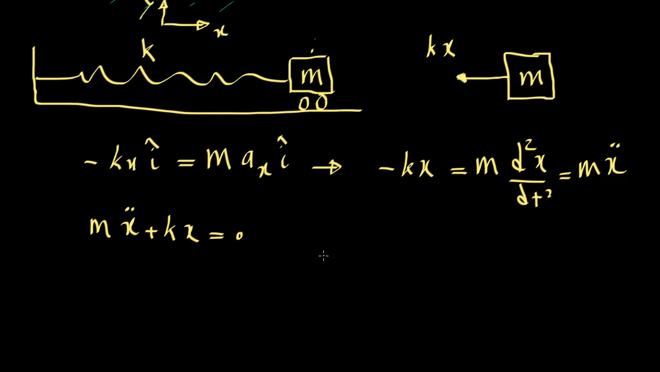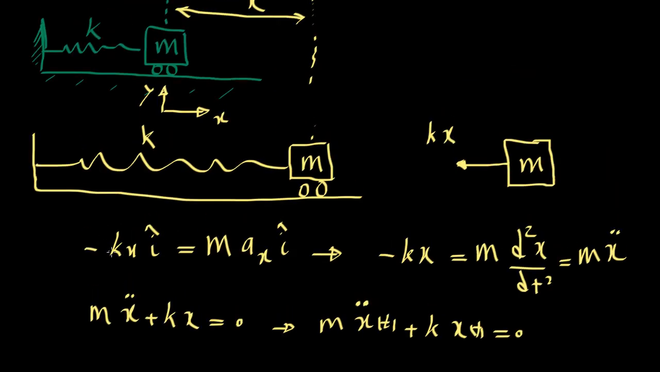And this equation is true at all times. So basically, I can write it like this: m x double dot of t, at any time, plus k x of t equal to 0. And this is what we mean by the governing equation of motion. This equation is true for the motion of this particle at all times.